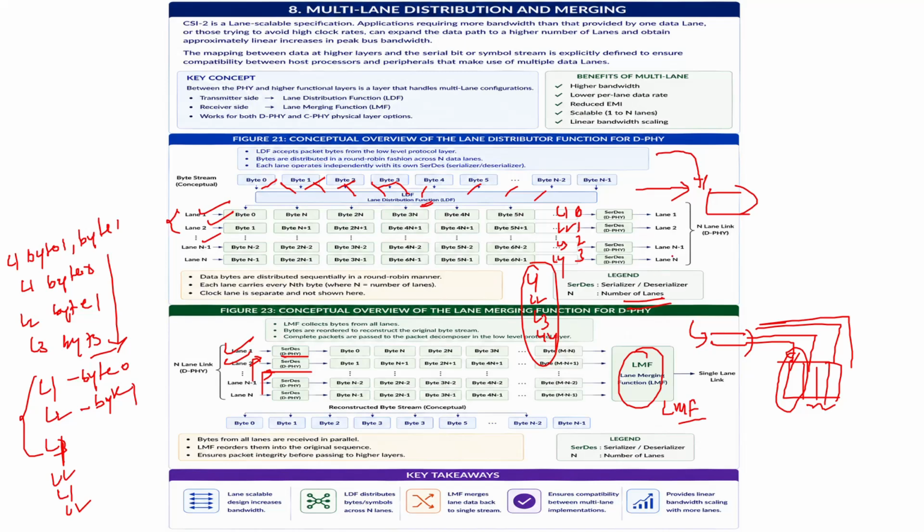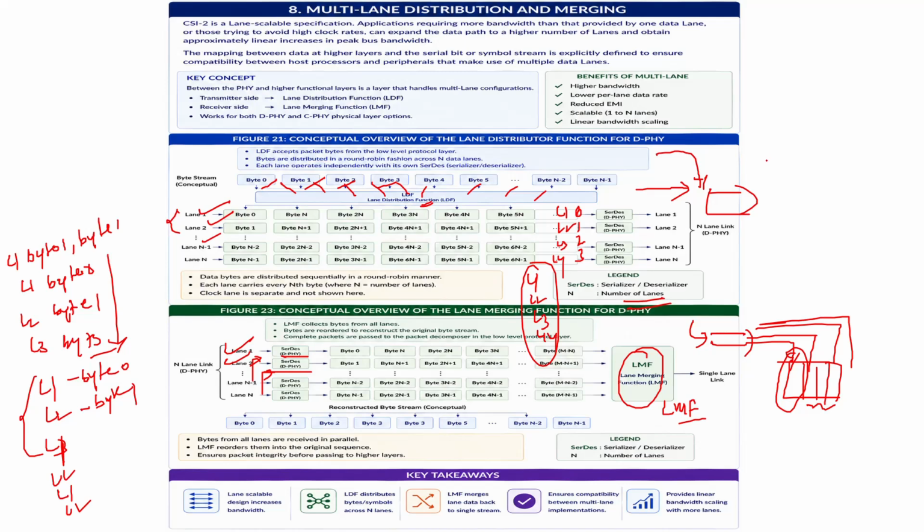How will the lane management and multi-lane distribution happen in this data lane, and how will the data be transmitted from the transmitter side to the receiver side? Why are we going for multi-lane distribution management, merging and distribution? We have the C-PHY layer and D-PHY layer, and the main purpose is to increase the bandwidth, right? So how the lanes are utilized is the main thing for which we go for the lane management layer and the lane distribution layer.